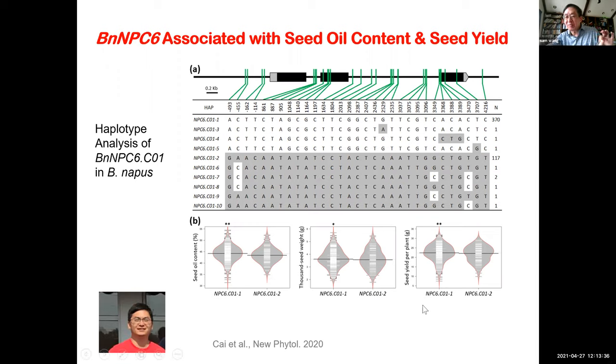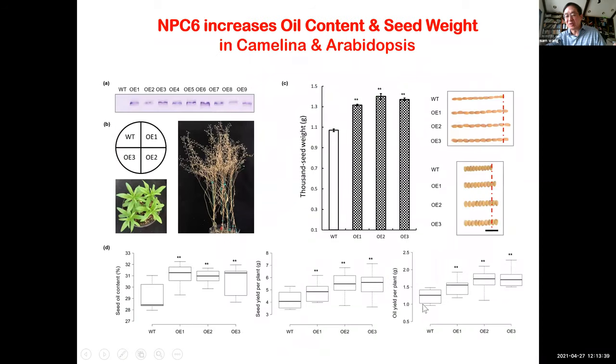Then what we tested is taking those associations and putting them into plants so we can do functional tests. In this case, we first used Arabidopsis. We isolated knockouts, overexpressed those genes, and looked at the impact on oil content. We also did this in camelina: we overexpressed it and then looked at the oil content. This diagram shows that we have produced a number of overexpression plants, and they do not seem to have a huge morphological effect on plant growth.